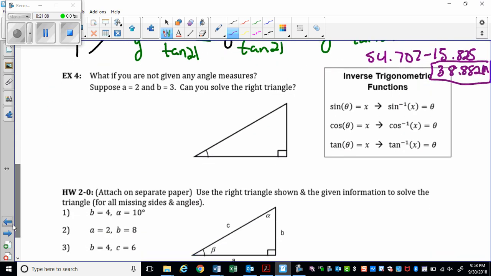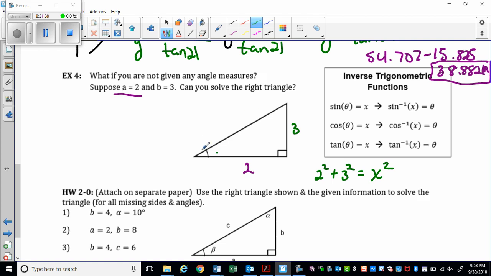Let's go over this one. What if we're not given any angle measures? What if we say that A is 2 and B is 3? Can you solve the rest of this triangle? Well, you can find the other side pretty easily, right? Because you know that 2 squared plus 3 squared equals the hypotenuse squared, okay? And you can just solve for x and tell me what the hypotenuse is.